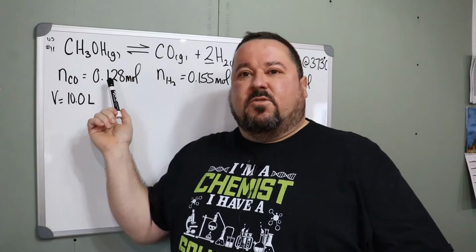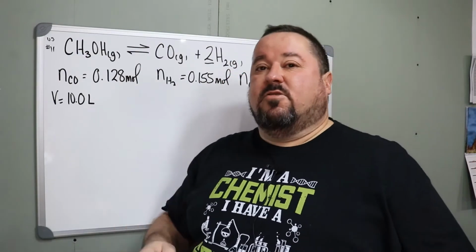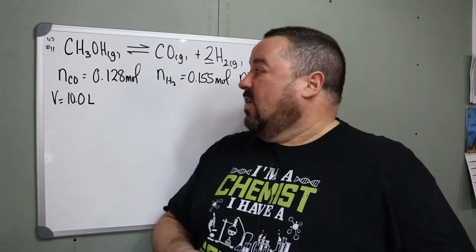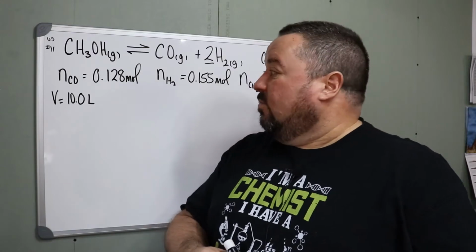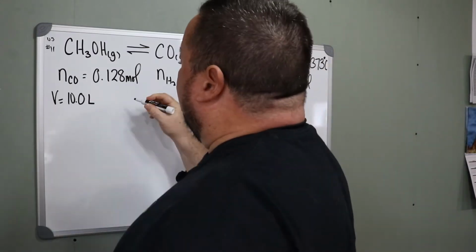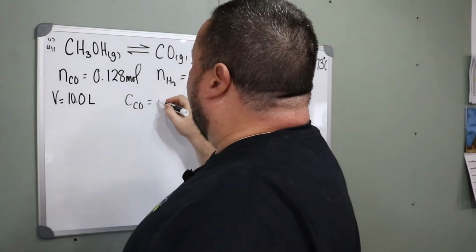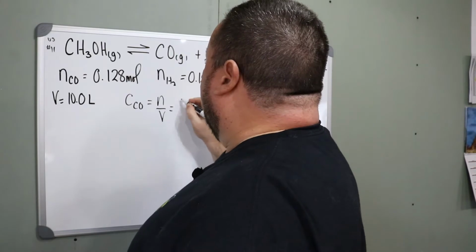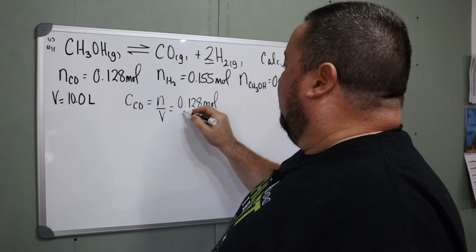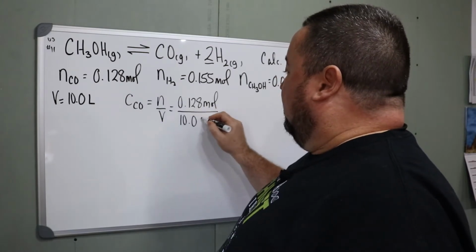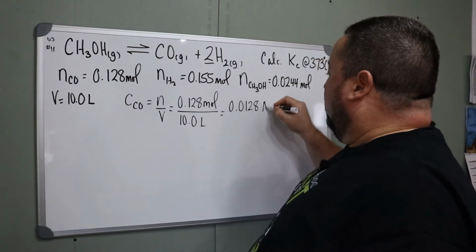So the first thing that we notice is that we're given number of moles, and equilibrium constant from concentration must be determined from concentration values. So for each substance, we need to take the number of moles and volume and work out its concentration. So the concentration of the CO is equal to its number of moles divided by volume, 0.128 moles divided by 10.0 liters, or 0.0128 mole per liter, or molar.